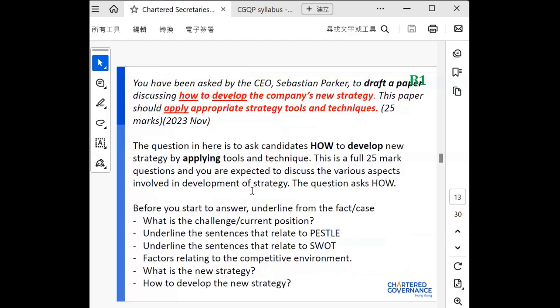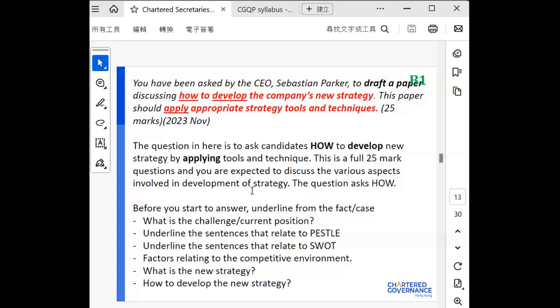You have to explain how to develop the new strategies. You apply the tools and techniques. So this is a full 25-mark question. You're expected to discuss the various aspects involved in the development of the strategies. Remember, the question asks you how, so you have to explain how to develop.